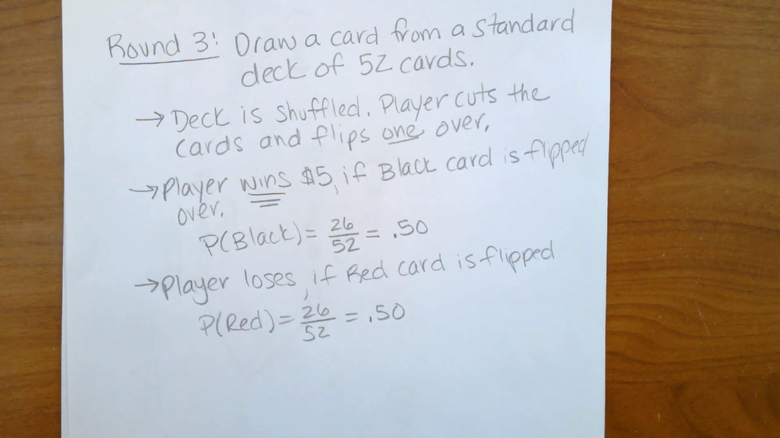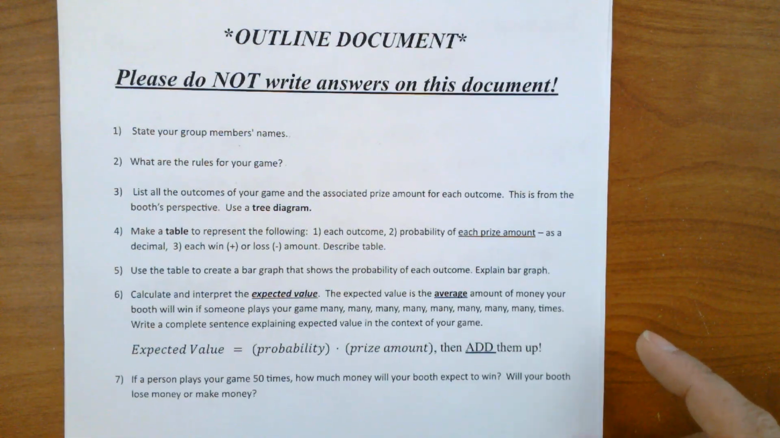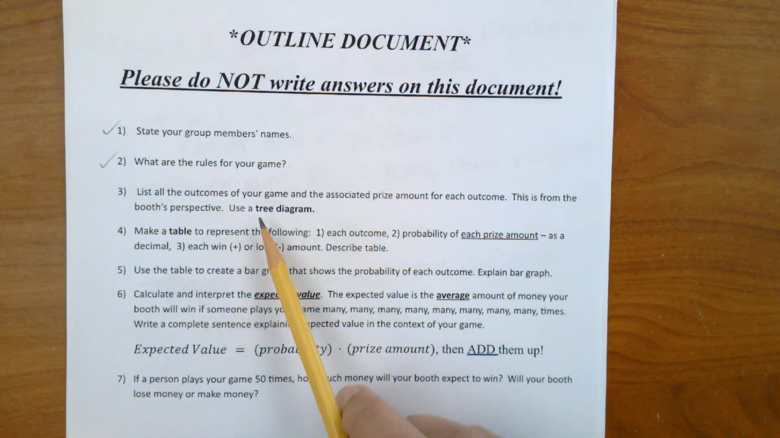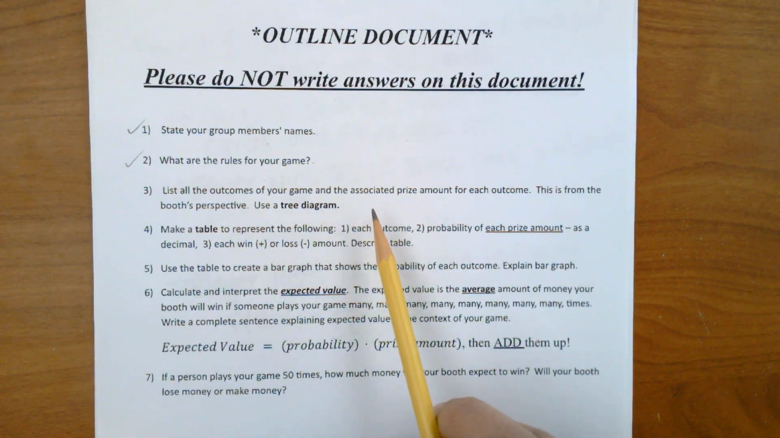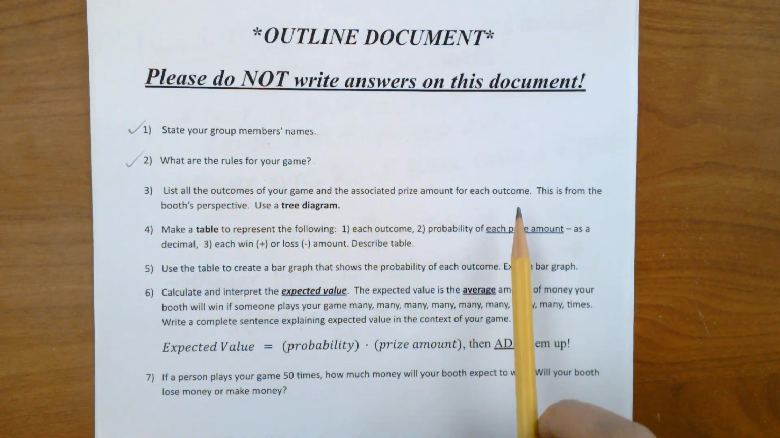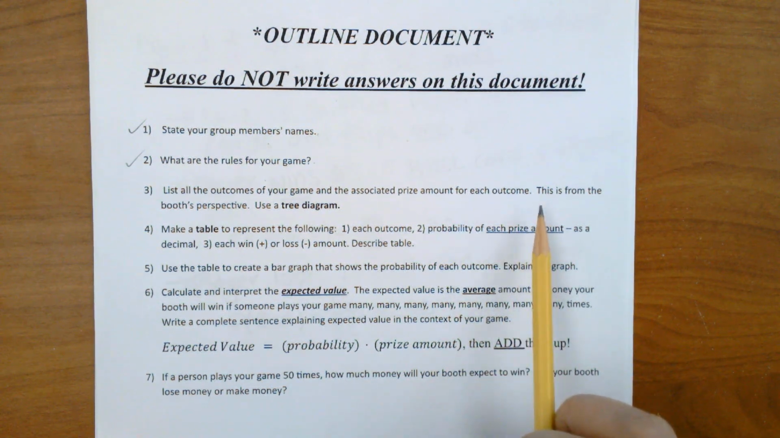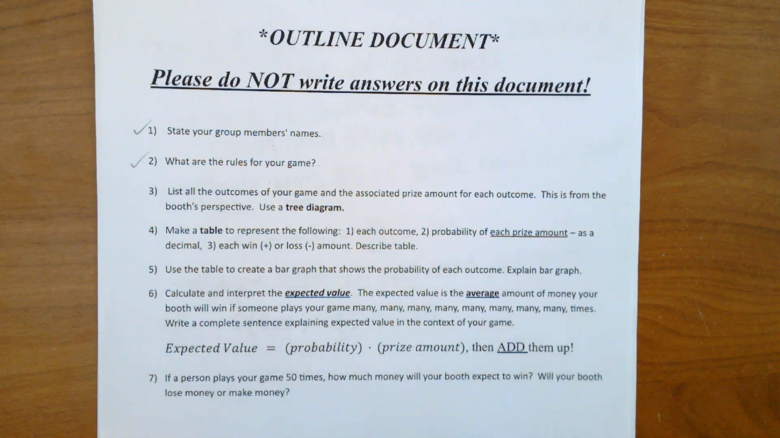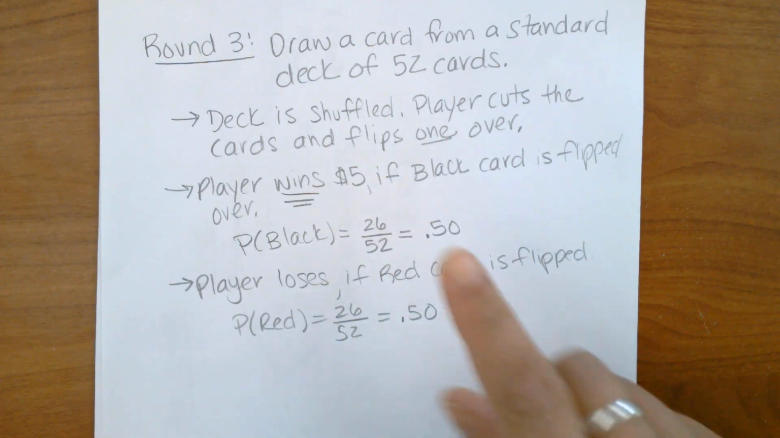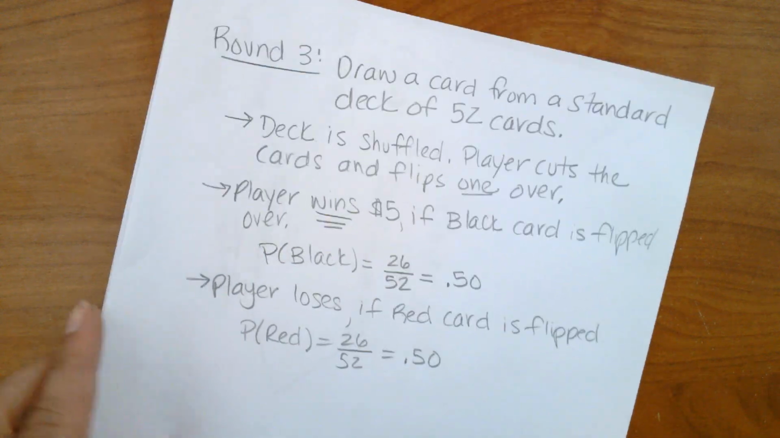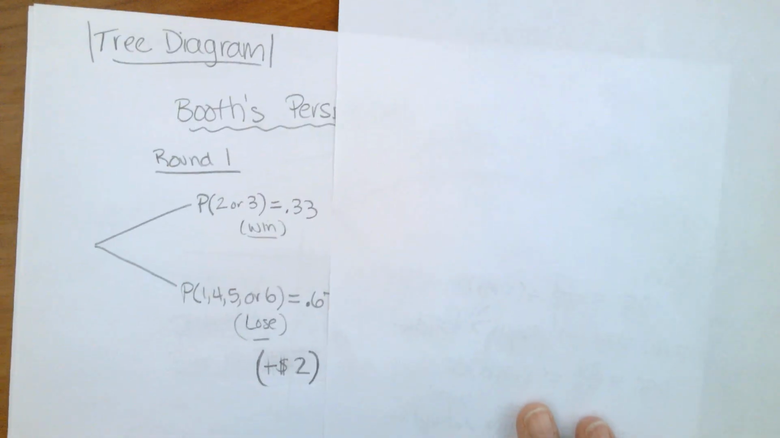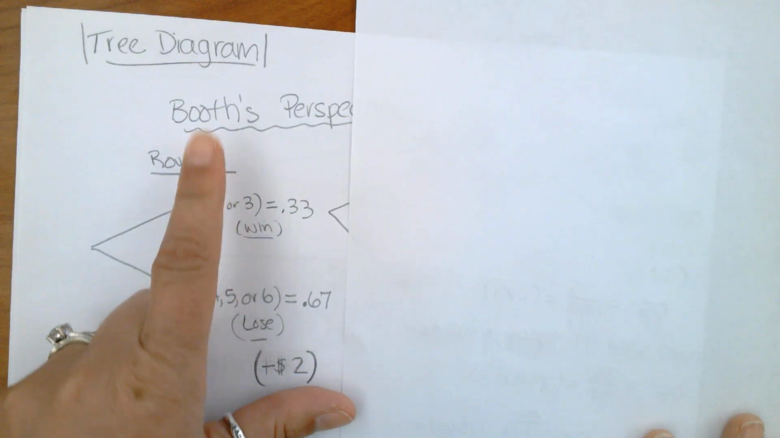And I also included the probabilities because it's going to make it easier to do the next part. So what do we have to do next? So I should just make these check boxes. Check, check. Okay. List all the outcomes of your game and the associated prize amount for each outcome. This is from the booth's perspective. Use a tree diagram. Okay, what do I mean about this? So first, we are going to definitely need my probabilities, okay? And let me flip this because here's my tree. Okay, so this is from the booth's perspective, and that's what I wrote here.